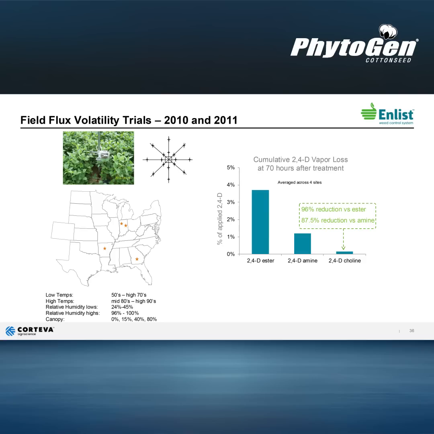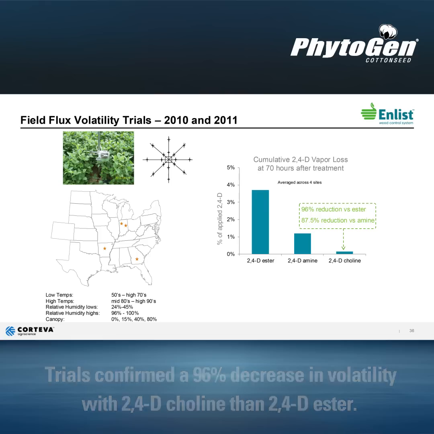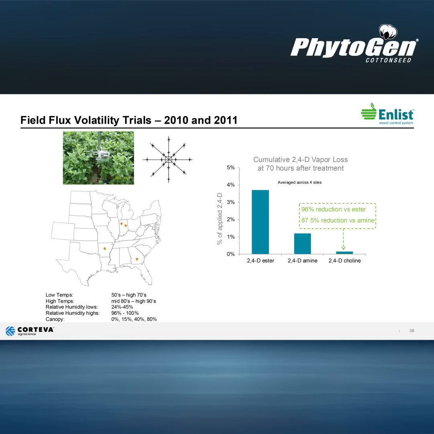After these blocks were sprayed, air monitoring equipment was used to measure volatility. The volatility measurements averaged across the trials confirmed that there was a significant reduction in volatility, with the 2,4-D choline being 88% less volatile than amine formulations and 96% less than 2,4-D ester. The accumulation of all the volatility data generated in both laboratory and in-field settings proves that when Enlist herbicides hit the intended target, there's a high degree of confidence that it will stay where it lands.